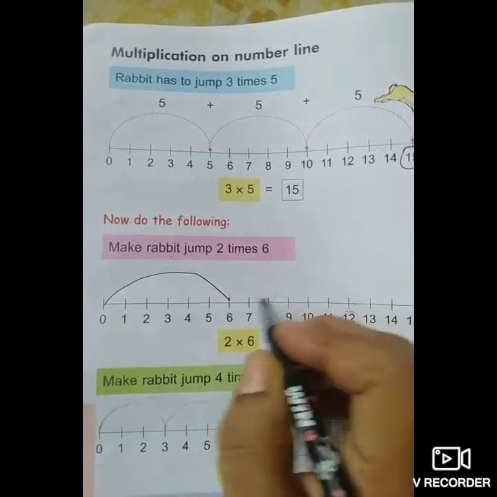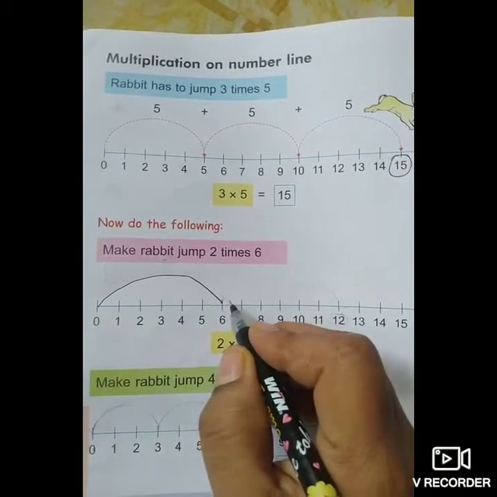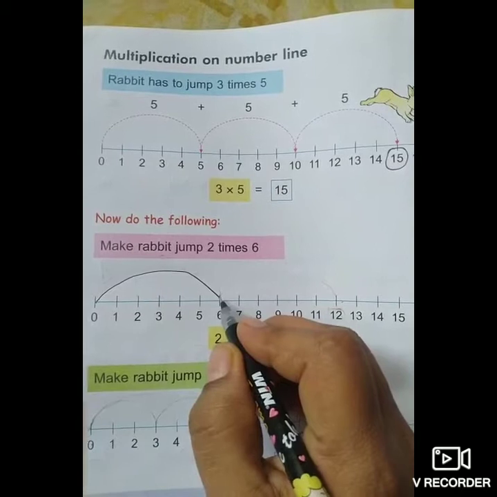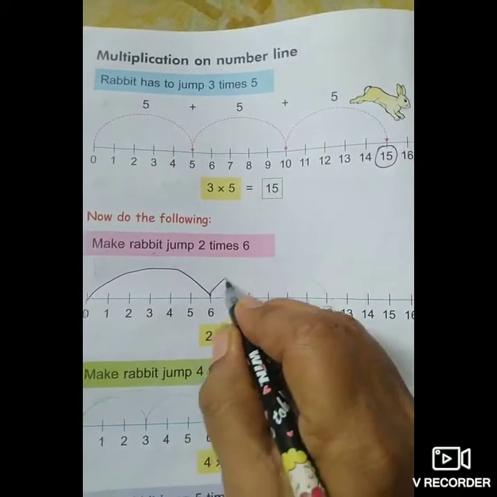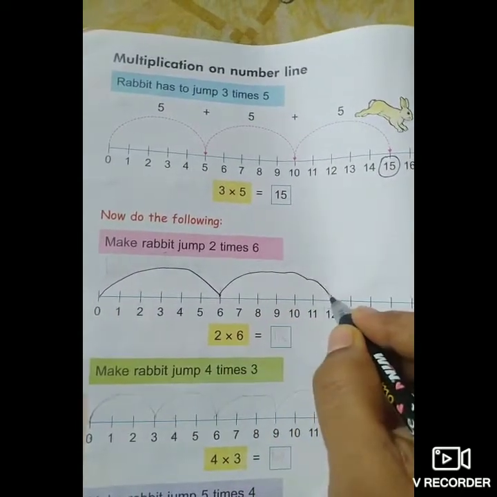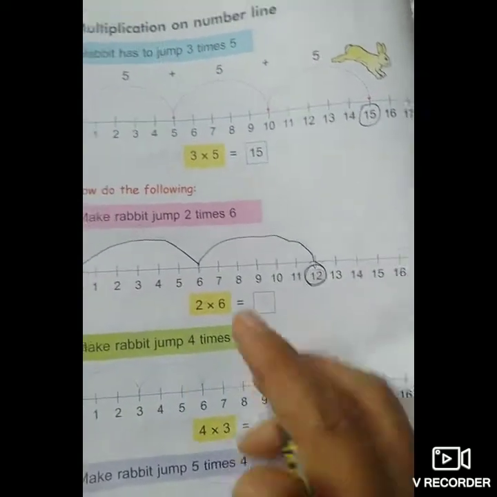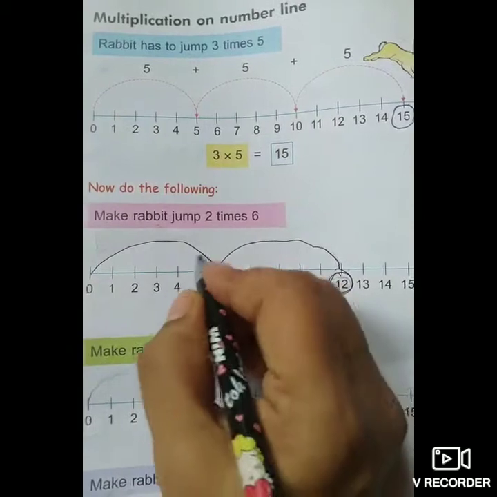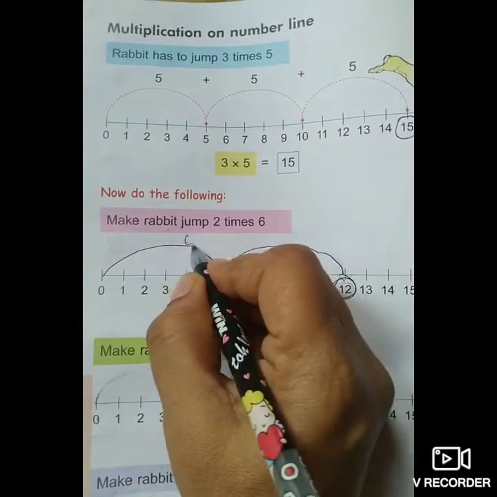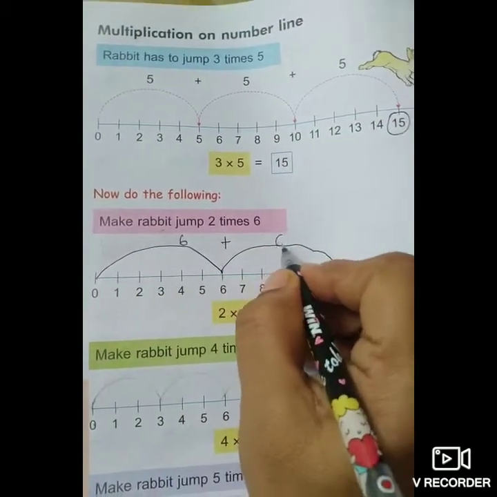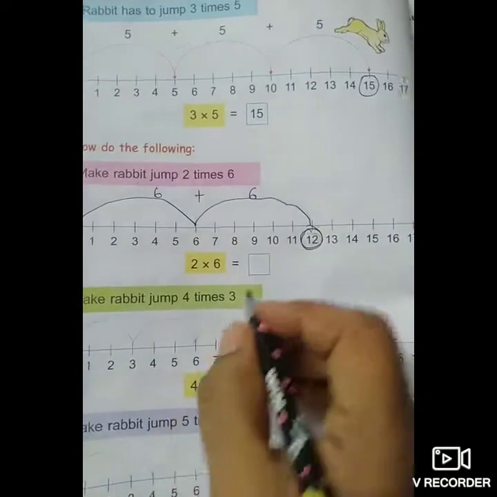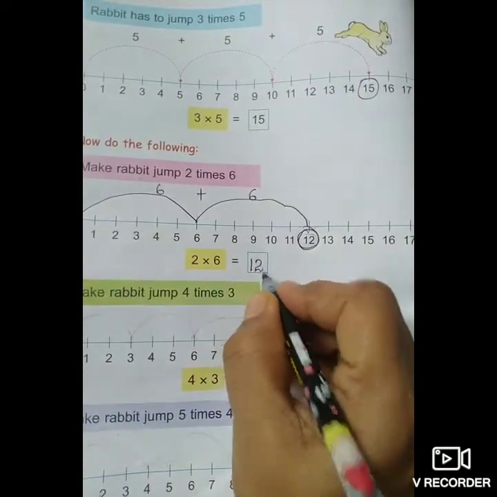For the next jump, 6 plus 6, 12. 6 2s are 12. 2 6s are 12. So again it will jump to 12. So it will reach 12, children. So here it has jumped 2 times. So here you can write 6 plus 6. 6 plus 6 is again 12.